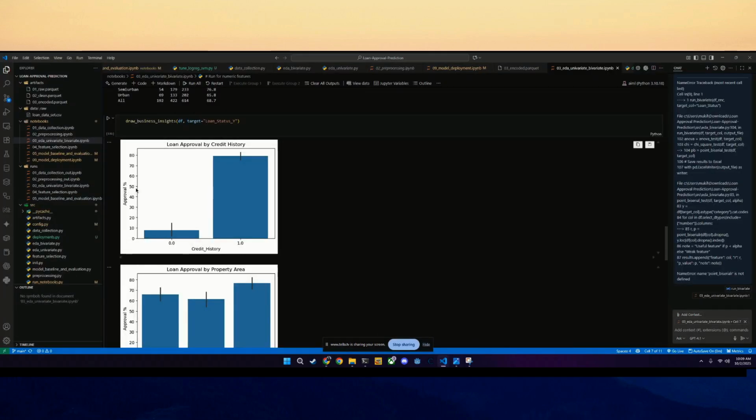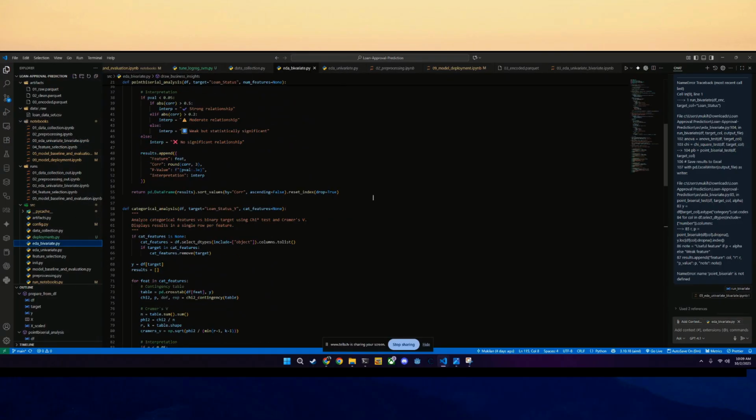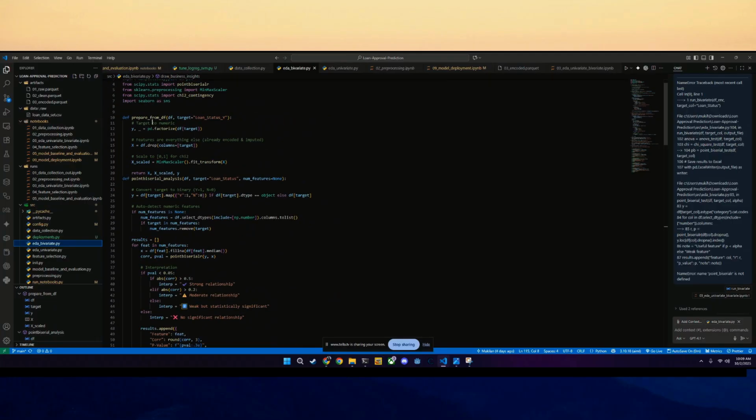Next, we'll deep dive into bivariate analysis. Here I have a bunch of methods prepared from the data frame. We will see them one by one. Here I am taking the data frame as an input, and the target variable is the loan status, which is a binary variable: whether the loan is approved or not.